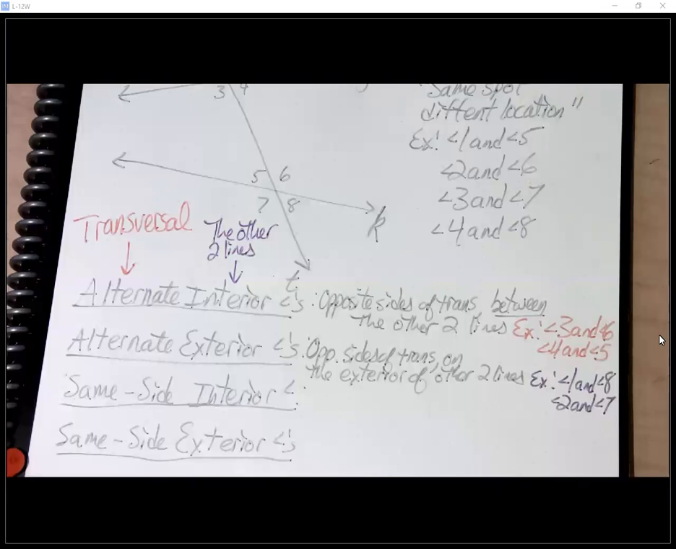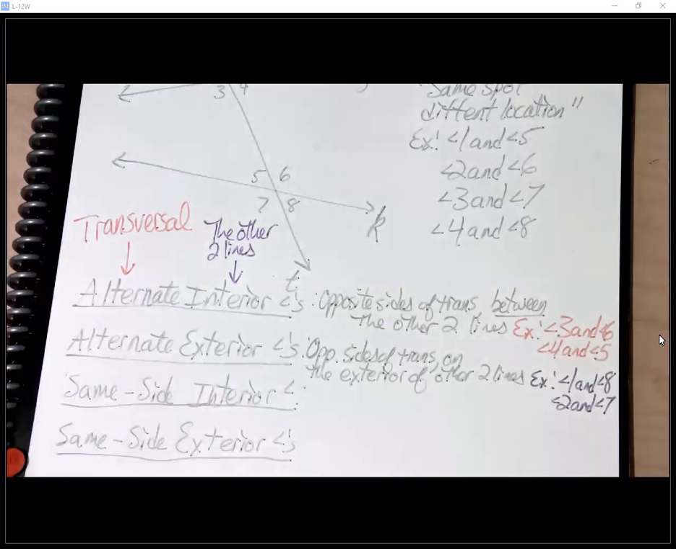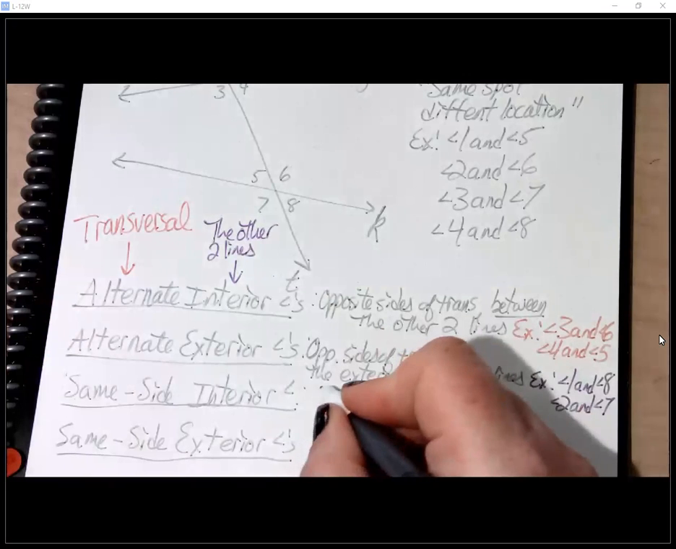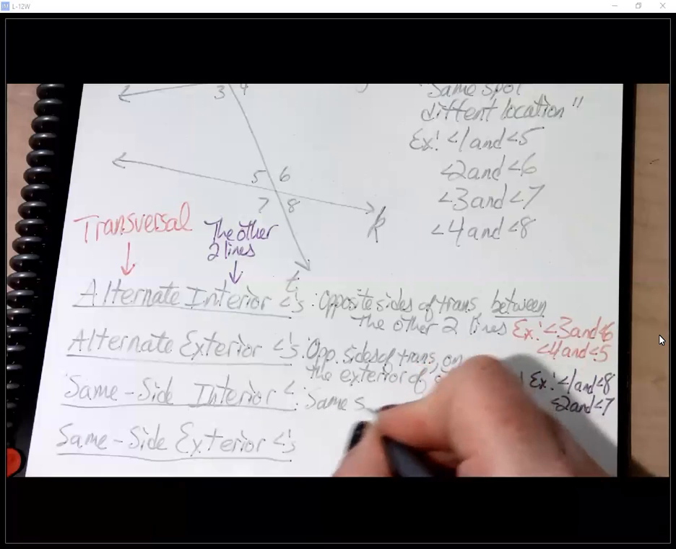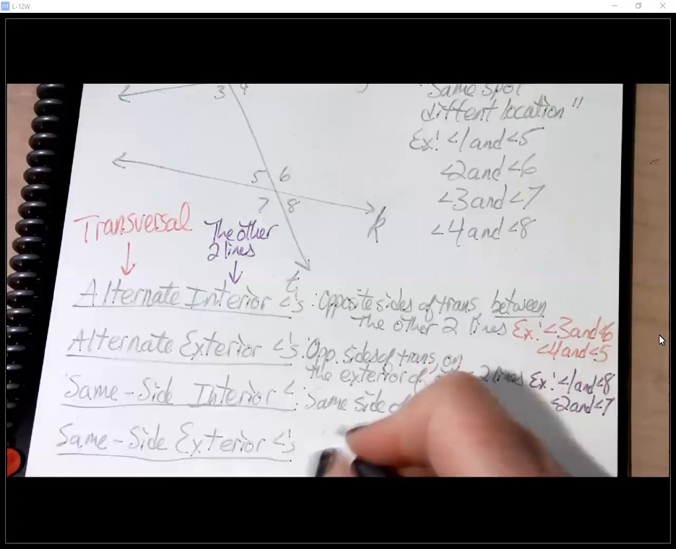I bet you have figured out same side interiors, haven't you? Same side just means that they're literally on the same side of that transversal. And then interior, I want it in between the other two lines, and exterior, I want it outside the other two lines. So let's see, same side. Same side of the transversal. Inside the other two lines.